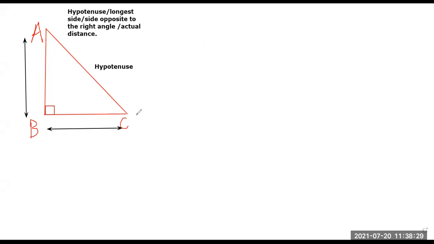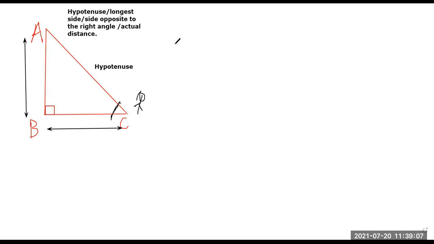Suppose the candidate is standing here. If he is standing here, then the angle being considered is angle C. Based on this angle, we decide the names of these two sides. If the person is standing somewhere else, again their names change. Let's consider the first situation. The person is standing at C and looking at A and B.